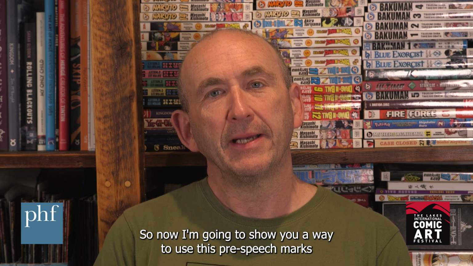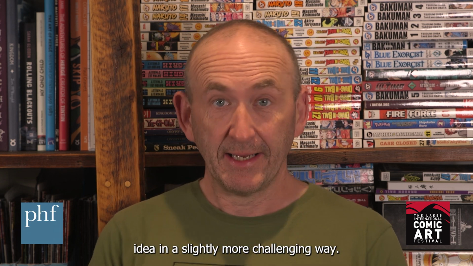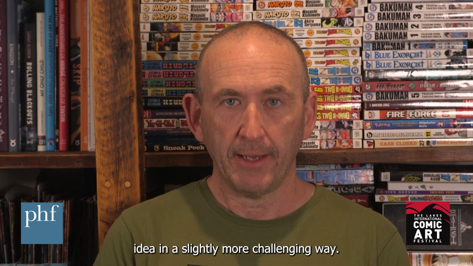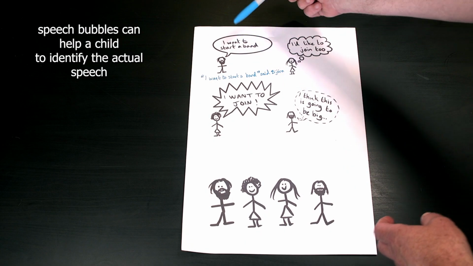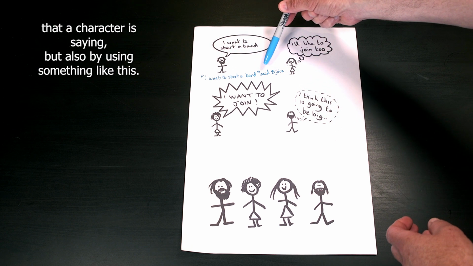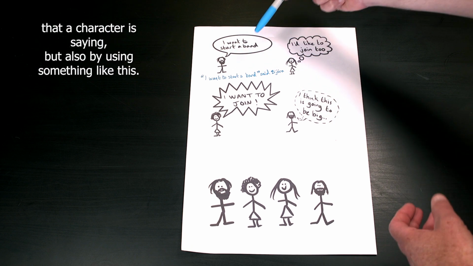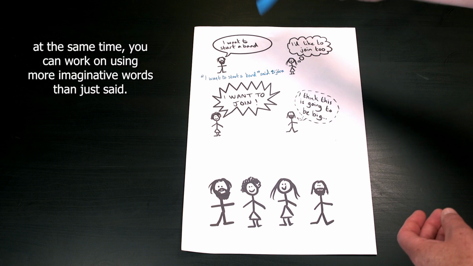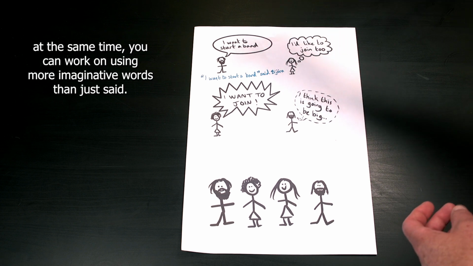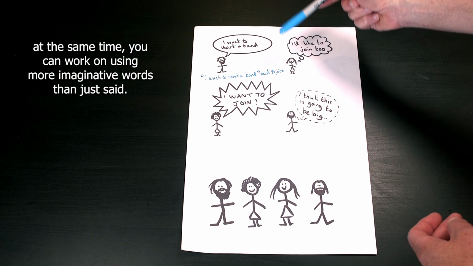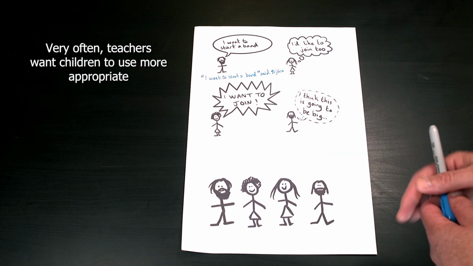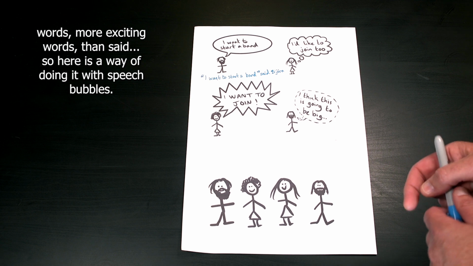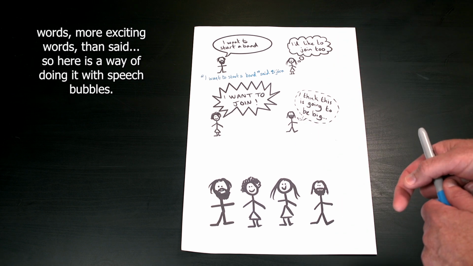So now I'm going to show you a way to use this pre-speech marks idea in a slightly more challenging way. I've talked about how speech bubbles can help a child to identify the actual speech that a character is saying, but also by using something like this at the same time, you can work on using more imaginative words than just said. Very often teachers want children to use more appropriate, more exciting words than said. So here's a way of doing it with speech bubbles.